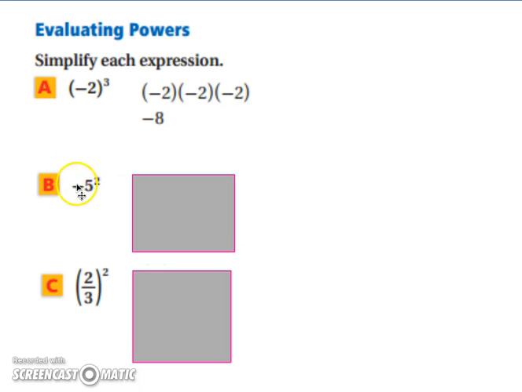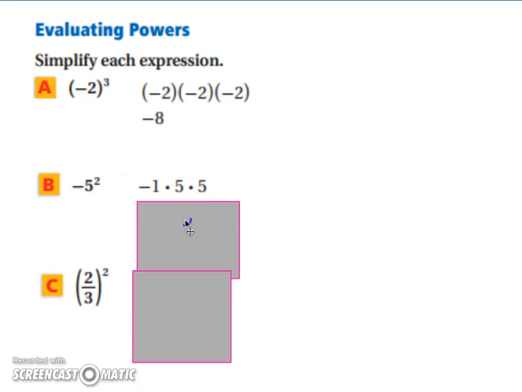Notice how in B it is written differently than in A. So in B, there are no parentheses. So you're putting 5 to the second power and keeping your negative off to the side till the end. Unlike in A, where -2 is to the third power. So we have -1 times 5 times 5. So 5 times 5 is 25, and then times -1 gives you -25.